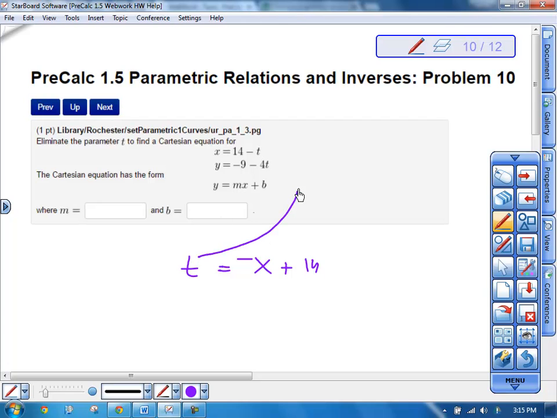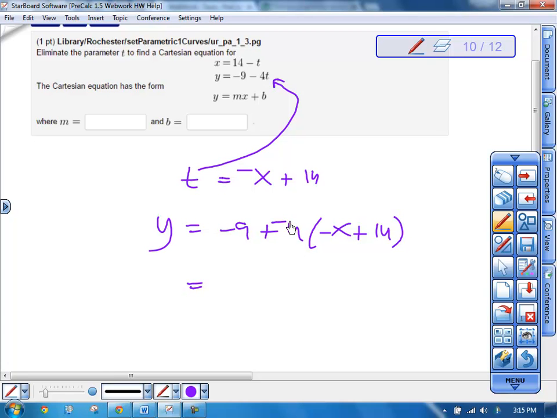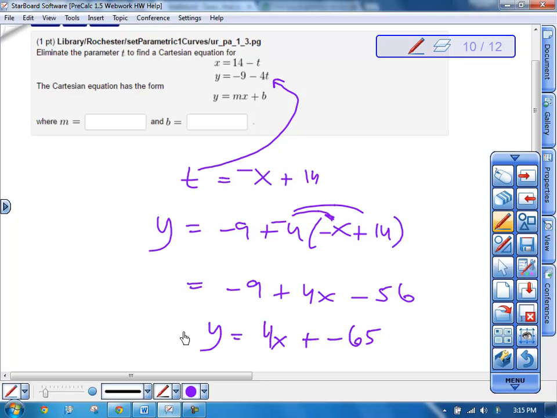Now you can plug that into y. So you have y equals negative 9 minus 4 times negative x plus 14. And just simplify it. That's distribute the negative 4 to both. You get negative 9 plus 4x minus 4 times 14 is 56. So it'll be negative 56 plus negative 9, which is negative 65. To put it in standard form or slope-intercept form, which is what they wanted, my m would be 4, my y-intercept would be negative 65.